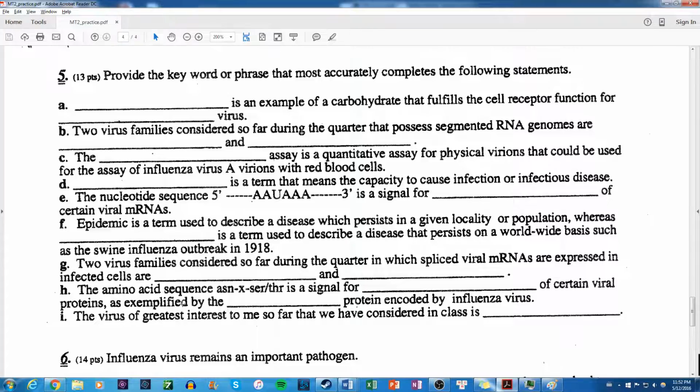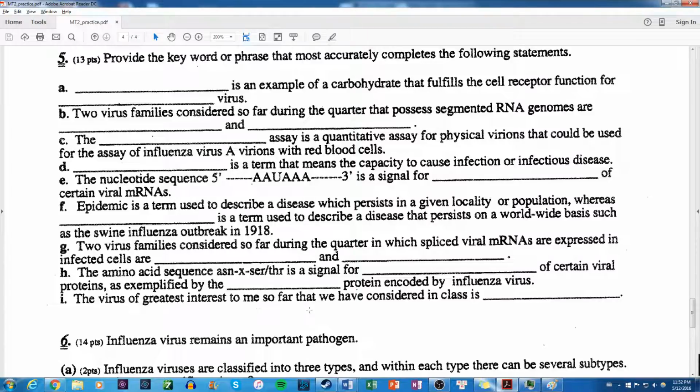Next one is SV40, so polyomaviridae, because it revealed a lot of truths about cell genetics, eukaryotic genetics. But personally, I really like all 3 of them, but I think if I had to go with one, I put down influenza, and it's because that virus still has a lot of impact on people to this very day.